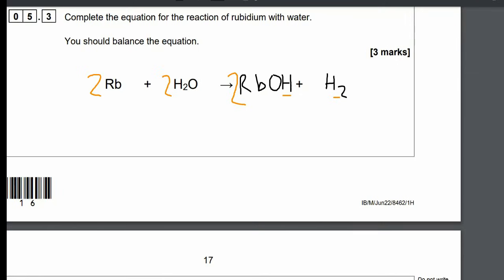Okay, you can either learn the balancing or you could just memorize this equation off by heart. It is one of the ones you have to actually know. So you have to know this off by heart, this one, guys. All right, let's move on.